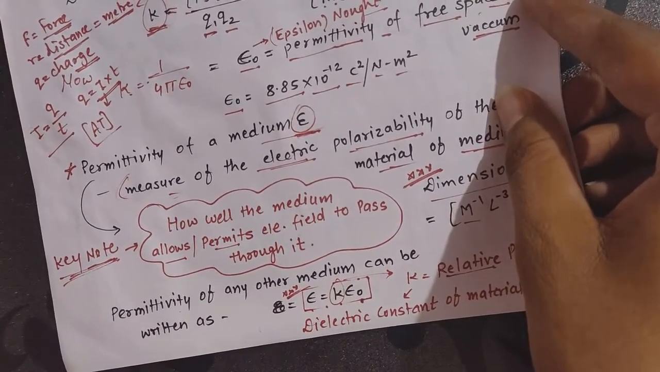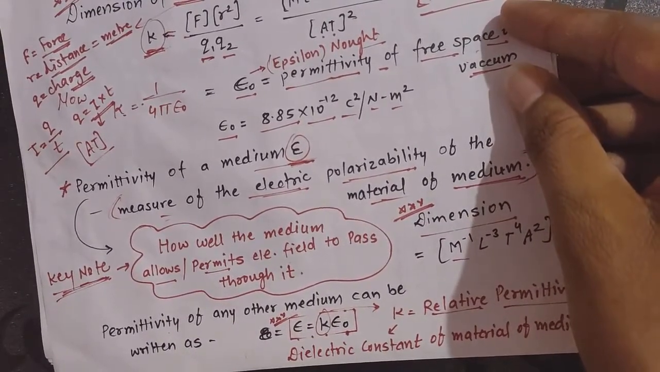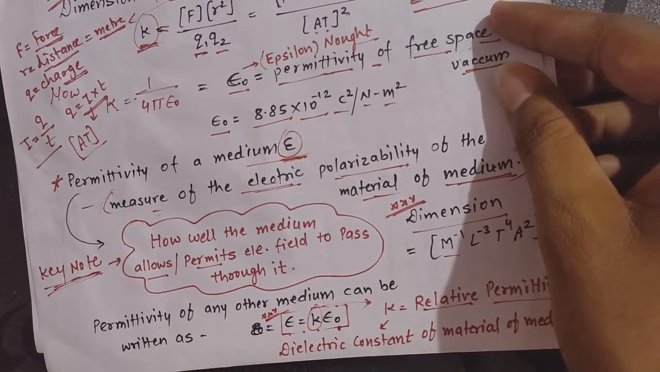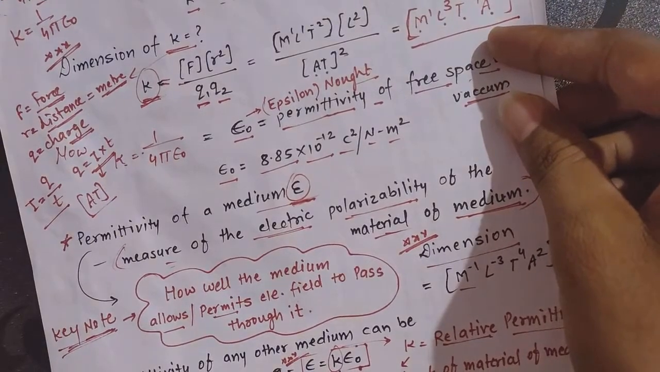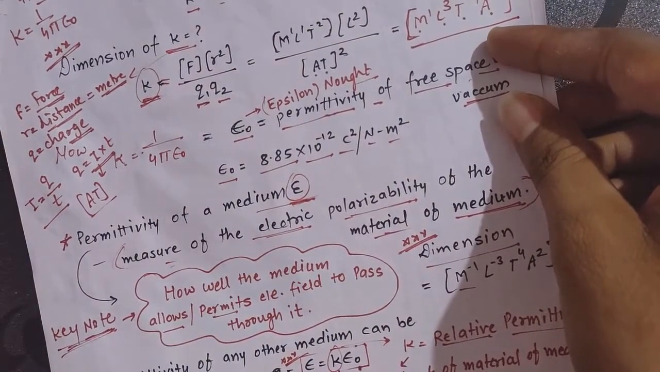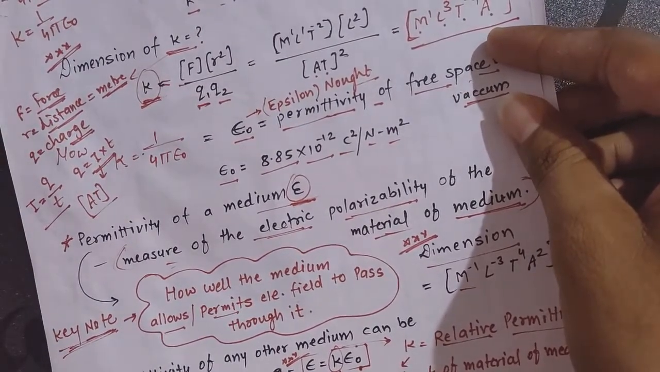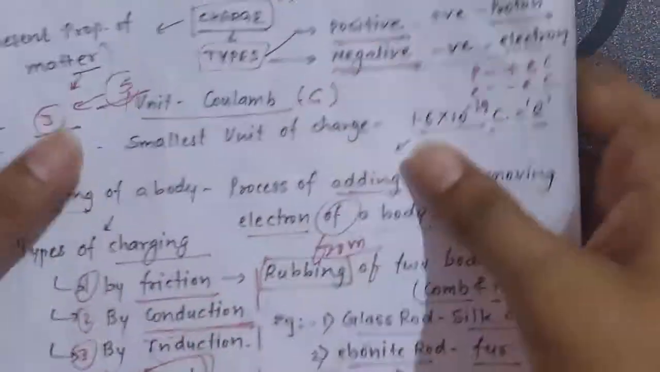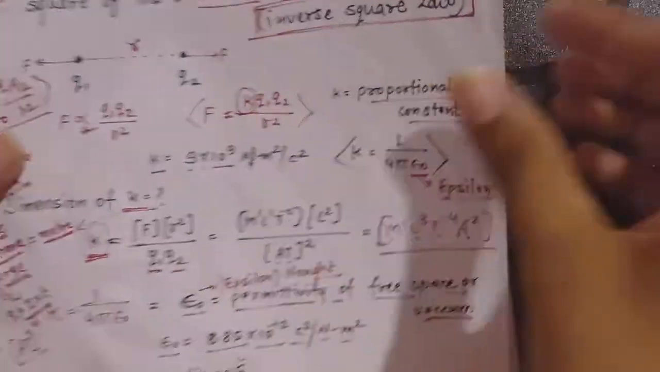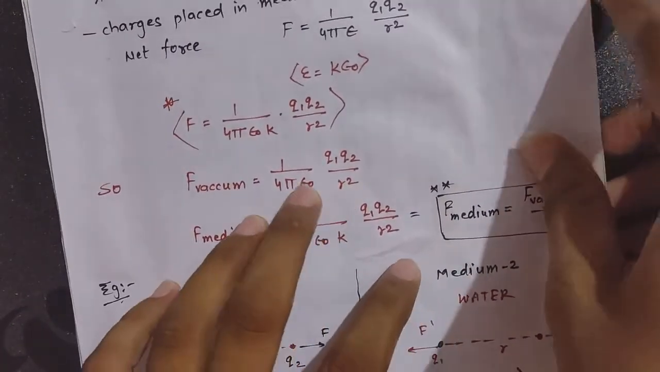So today we will see an example of two mediums. We take two mediums and let's see how the permittivity, or the relative permittivity, affects the Coulomb's force of attraction or repulsion between two charges in respective mediums. So let's start. In today's video we discuss a topic: Coulomb's force in different medium.